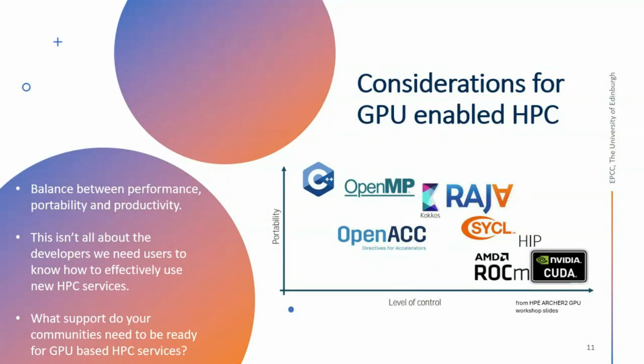So there's three things here really. We want to be portable because we don't know what hardware we'll be running on. We want to be performant because we want to get good time to science, but we need to be productive, because the aim a lot of the time is to put new science into our codes. It isn't always about the developers. We need our users to be ready to use these types of machines, and what level of knowledge do they need to run these systems effectively? And what support do your communities need now, and how can we use the fact we have GPUs in ARCHER2 to help you? There are a few activities I'll come on to that are already underway.